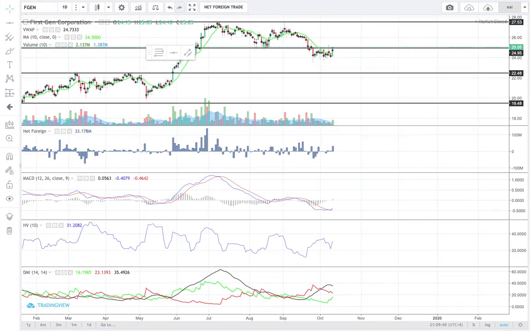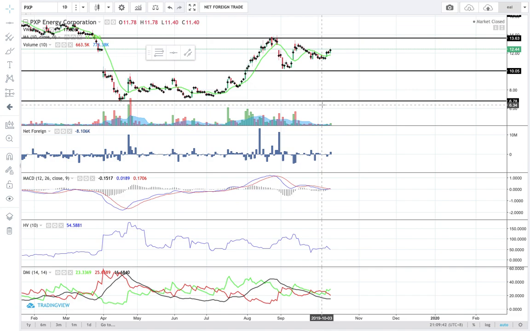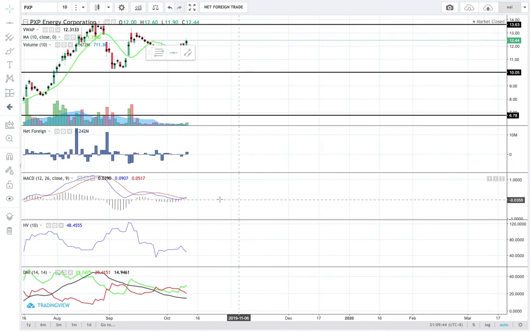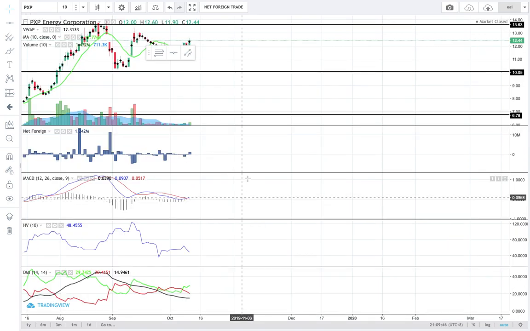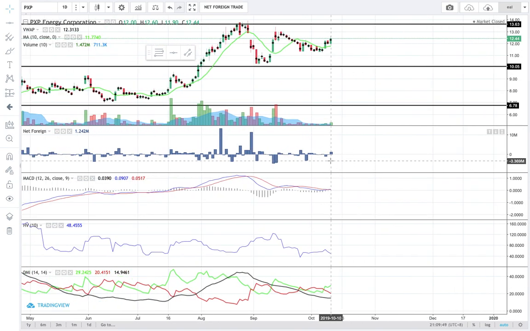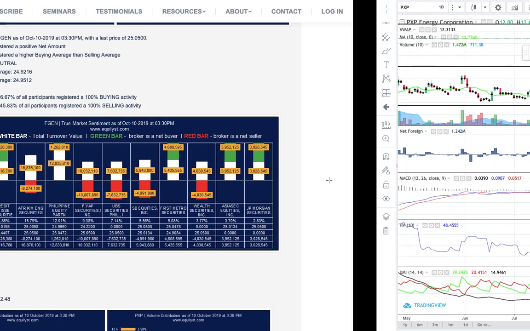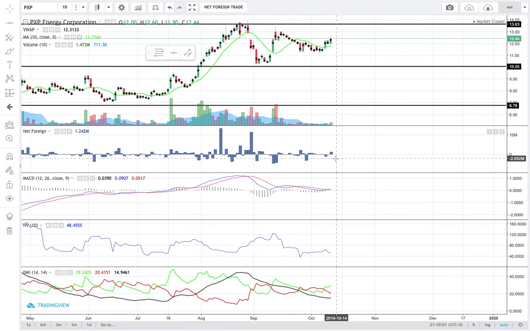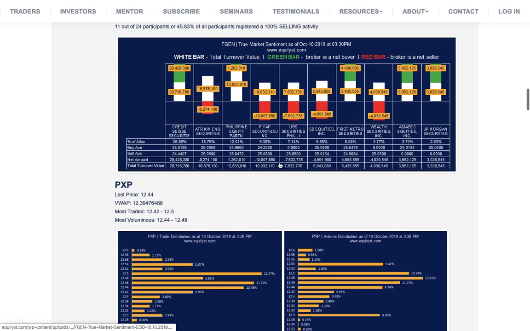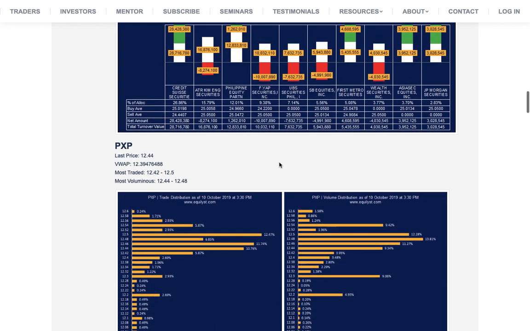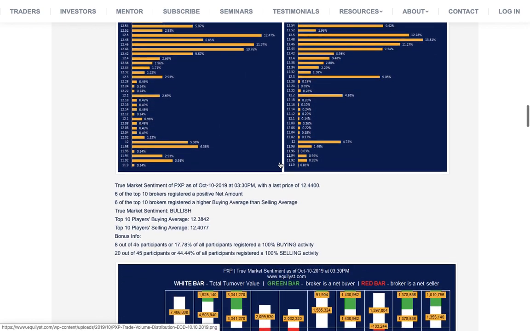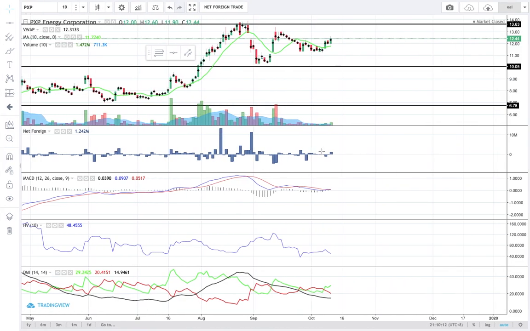Next is PXP. PXP closed today at 12.44. The 10 SMACD combo is, let's confirm, yes, it's bullish. Foreign investors registered a net foreign buying worth 1.24 million pesos. We can ignore that. That's a relatively small amount. Risk level is low. Support is at 10.05. Resistance is near 13.60. And the momentum power indicator is bullish, and the true market sentiment is bullish as well.